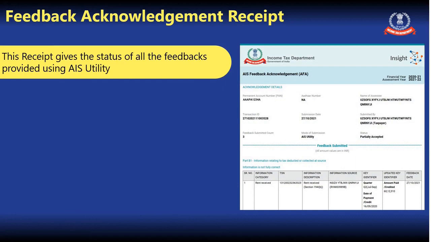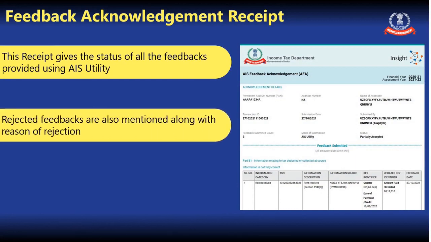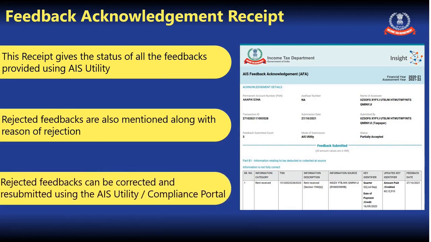This receipt gives the status of all the feedbacks provided using the AIS utility. Rejected feedbacks are also mentioned along with the reason of rejection. Rejected feedbacks can be corrected and resubmitted using the AIS utility on the compliance portal.